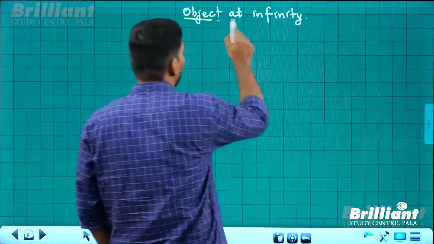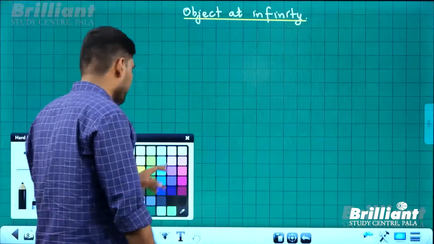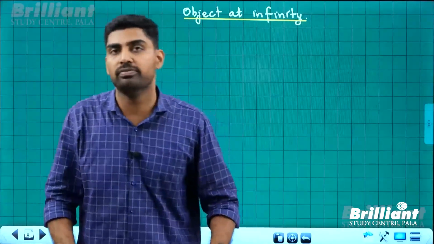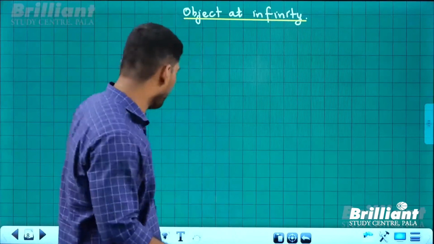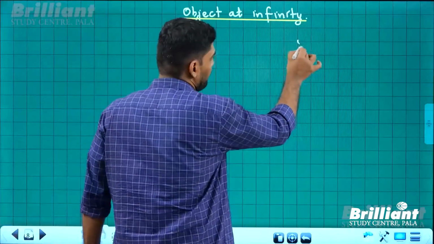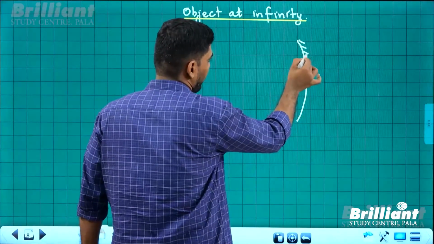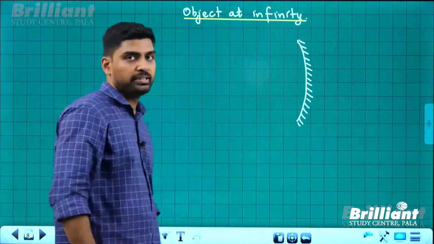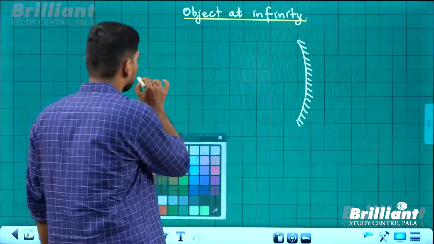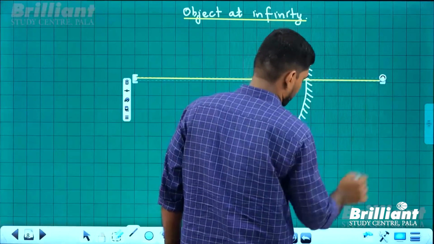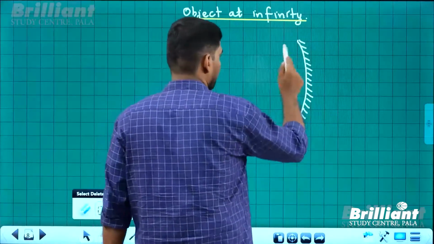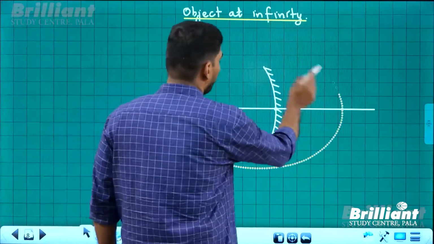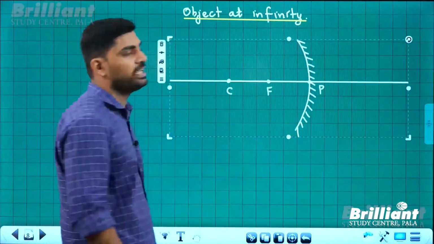What does it mean by the object at infinity? Object at infinity means the object is placed at a distance very large compared to the focal length of the mirror. Suppose this is our concave mirror. Now what we are doing is placing the object at an infinitely large distance.